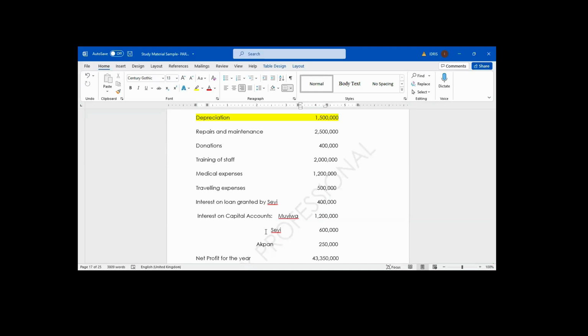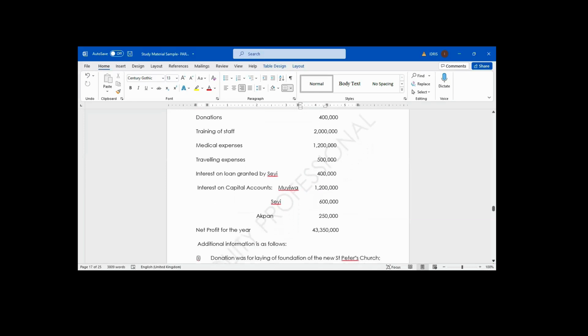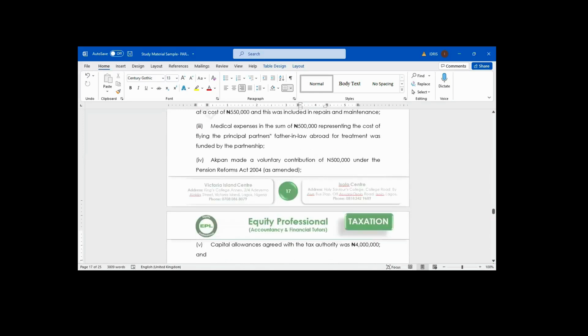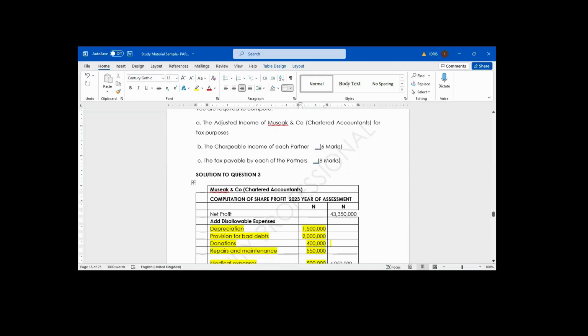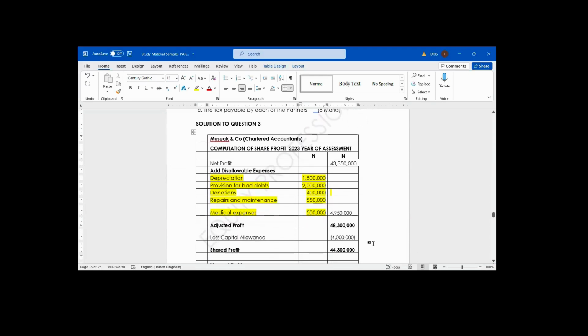Interest on capital contributed by the partners, which the partnership business is paying them as interest. Is it allowed or disallowed? It's allowed. So don't go and say it's disallowed. It is allowed. Now we have done with that. We add back disallowable expenses.